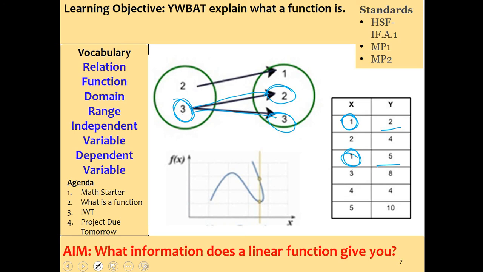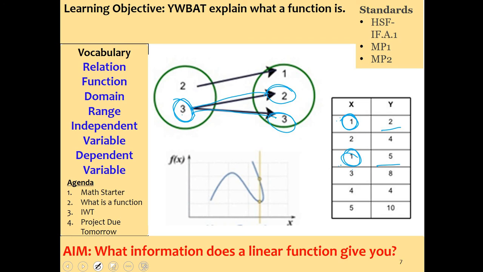So a little trick that I tell my students is, when they're asking you if it's a function or not, if you see any repeating x's, look to see if the outputs are the same. If they're different, not a function.